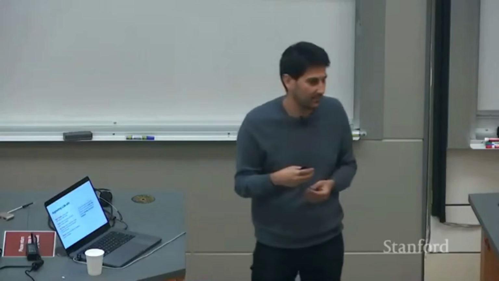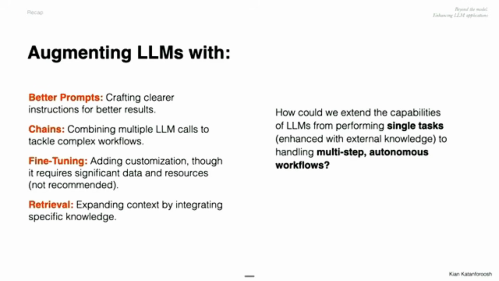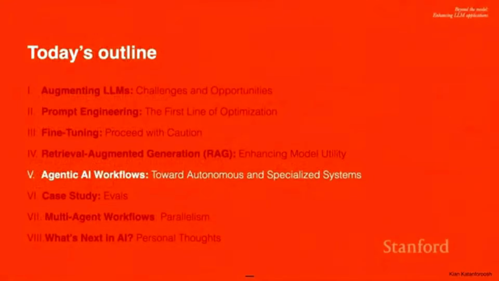The next set of topics we're going to see is around the question of how we could extend the capabilities of LLMs from performing single tasks enhanced with external knowledge to handling multi-step autonomous workflows. Yeah. And this is where we get into proper agentic AI. So let's talk about agentic AI workflows towards autonomous and specialized systems. Then we'll talk about evals, then we'll see multi-agent systems, and we'll end with a little thoughts on what's next in AI.